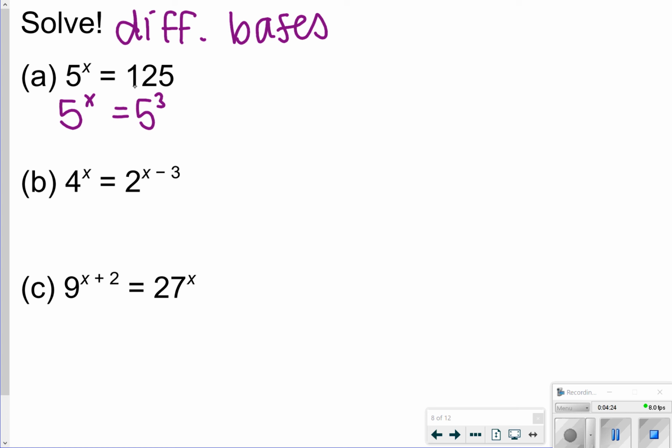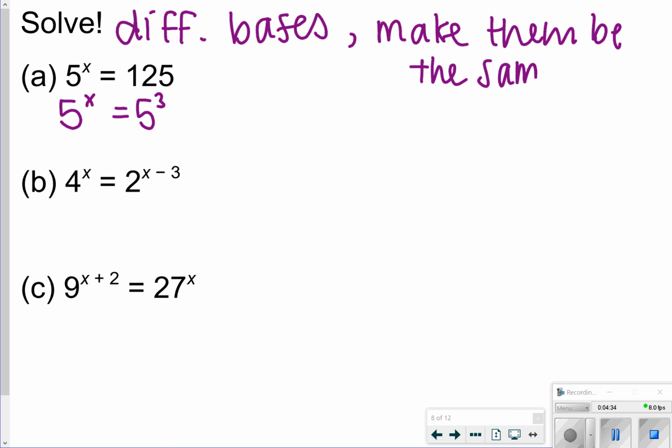So what I'm doing is just trying to make them be the same base. So once I do that, then I can solve for x. So in this case, simply x is equal to 3 for letter A.